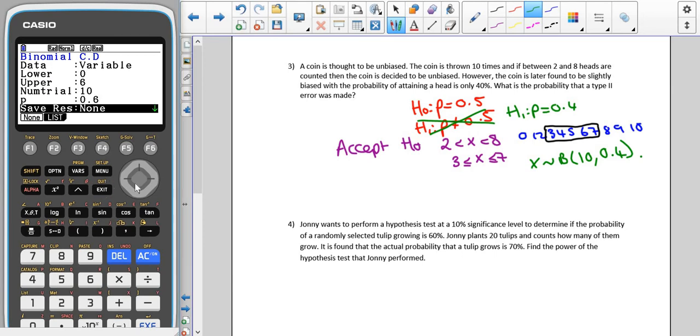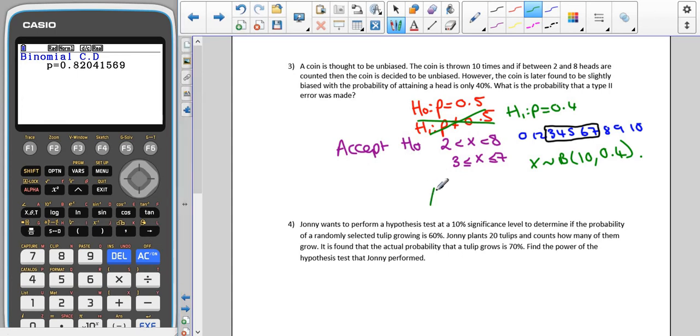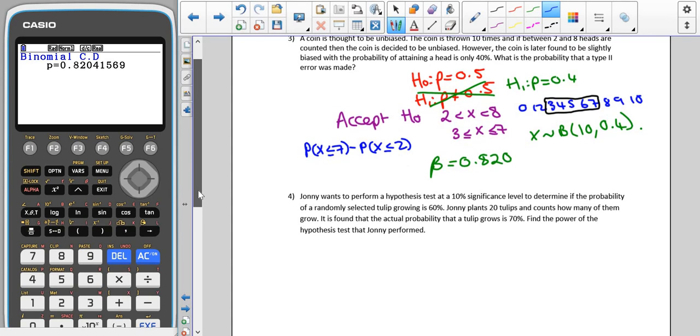If you have the new calculator, then your lower is 3, your upper is 7, your number of trials is 10, and your P is 0.4. That gives us a probability, our beta, of 0.820. Just worth pointing out again that if you have the old version of the calculator, you're going to have to do the probability of X being less than or equal to 7, take away the probability of X being less than or equal to 2. So the biggest one that we want minus the biggest one that we don't want.